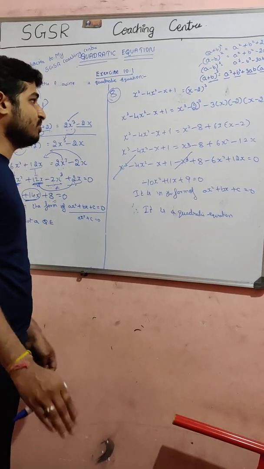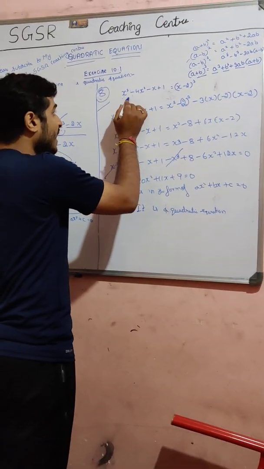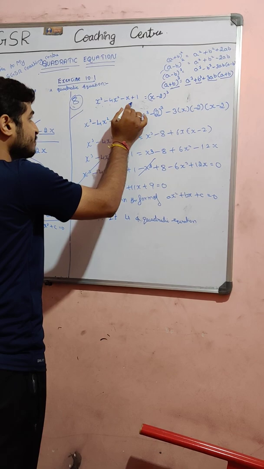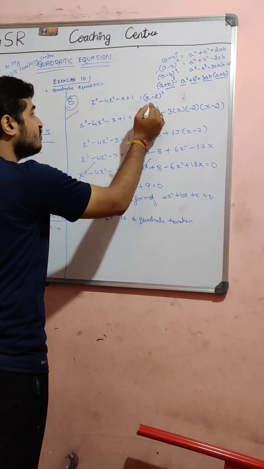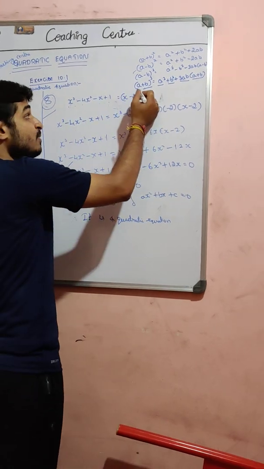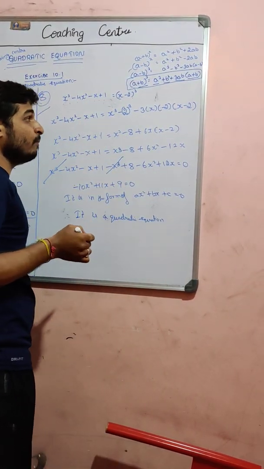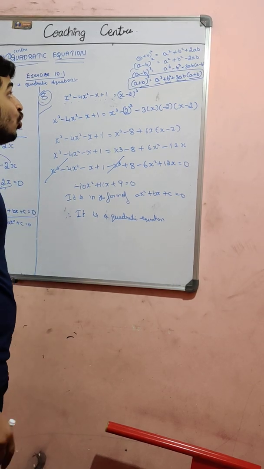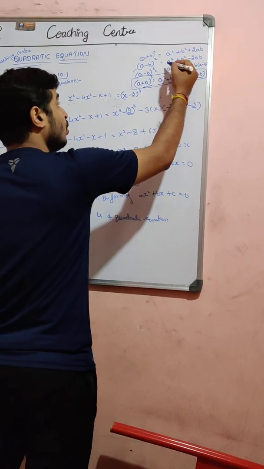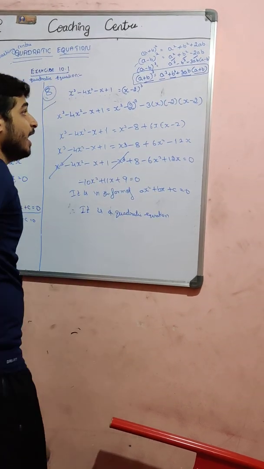Next one now, one division. Next problem, students, 8th problem: x cube minus 4x square minus x plus 1 is equal to x minus 2 whole cube. Now, students, we have dealt with a plus b whole cube. Now, a minus b whole cube is equal to what? So, a cube minus b cube minus 3ab into a minus b.